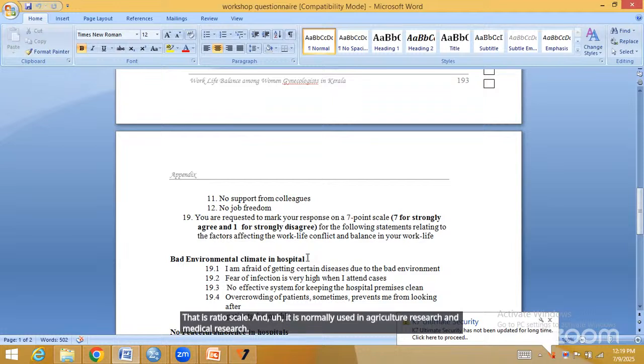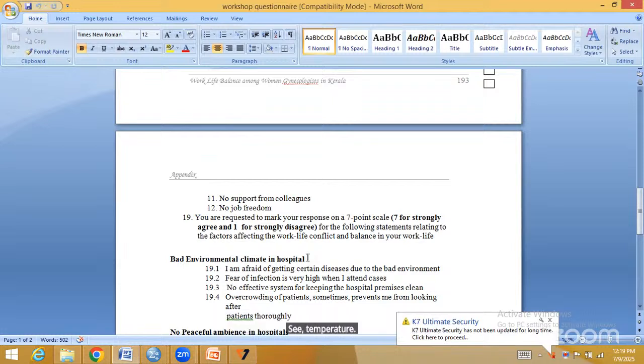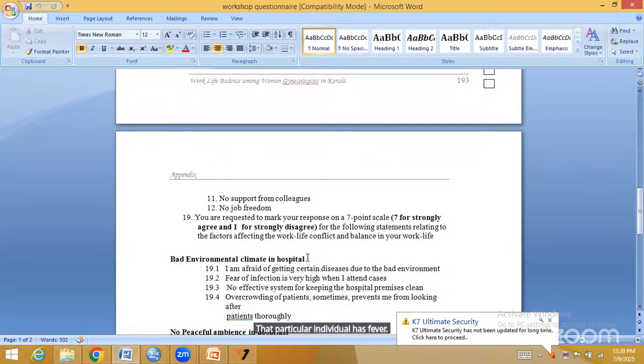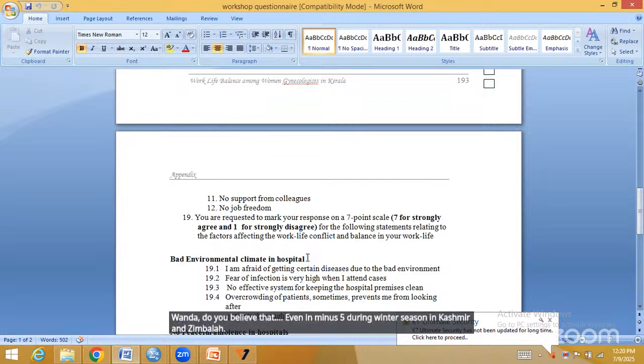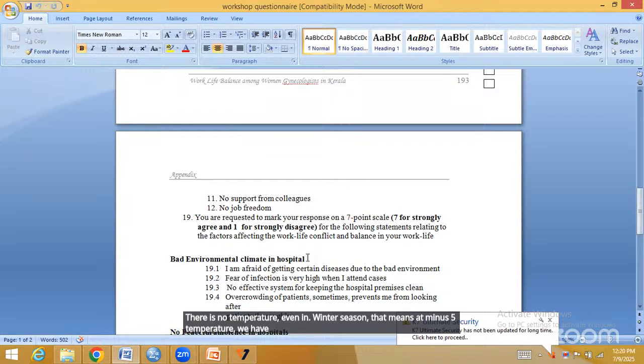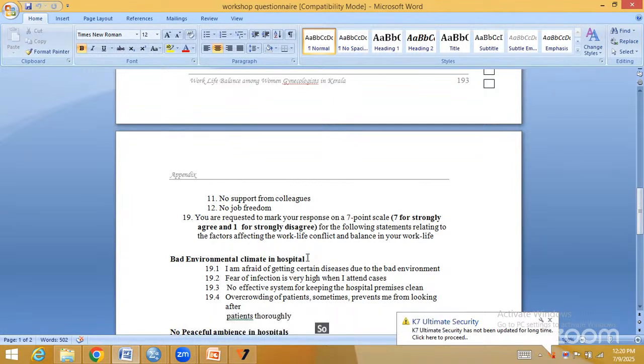See, temperature, 98 degrees Celsius, 99 degrees Celsius, 100 degrees Celsius, 104 degrees Celsius. If it crosses 100 degrees Celsius, we can say that that particular individual has fever. And do you believe that even at -5 during winter season in Kashmir and Simla, there is no temperature? Even in winter season, that means at -5 temperature, we have temperature in our body.